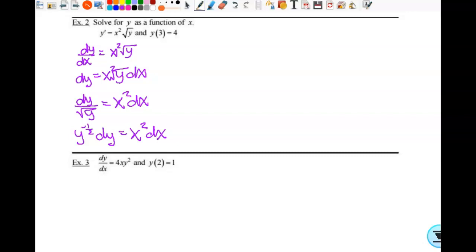Once we've separated, then we integrate, right? So now we're going to take the integral of both sides to get rid of the dy and the dx. I was jumping ahead of myself. So for the left side, I add 1 to get y to the 1/2. And then I divide by 1/2, which is the same as times 2. Equals, I add 1 to the exponent to get x cubed and divide by 3, right? So x cubed over 3, and then plus c.